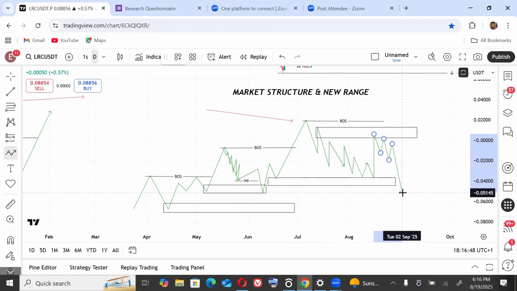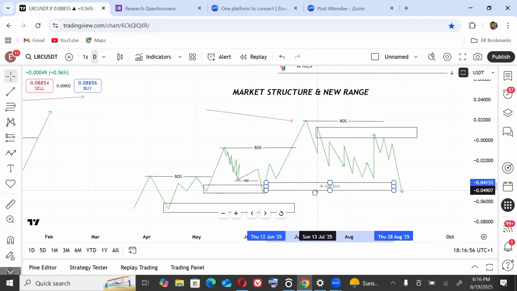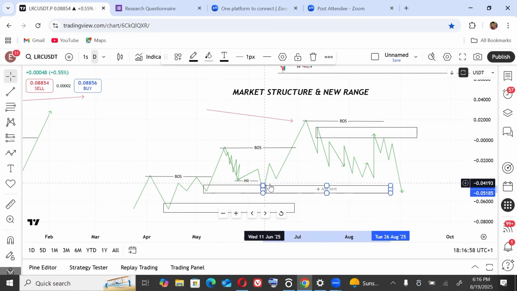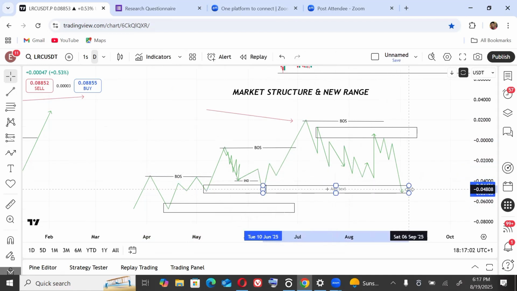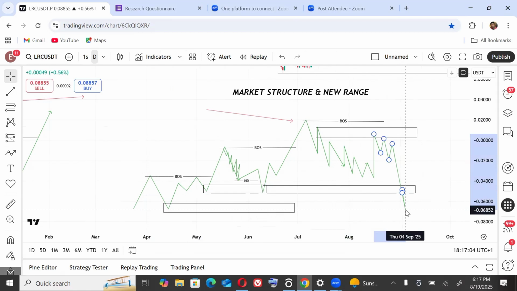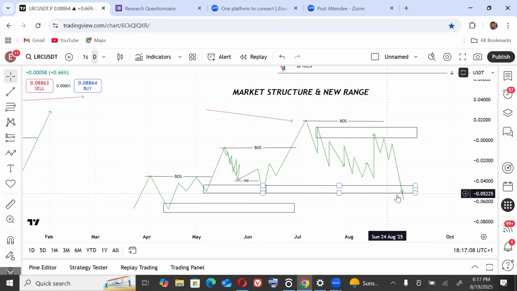So our new point of interest will now be here, this extreme zone. Remember, we are working with this range. Our new point of interest will now be here. So if price comes here and now breaks structure, this is where we now have our change of character.